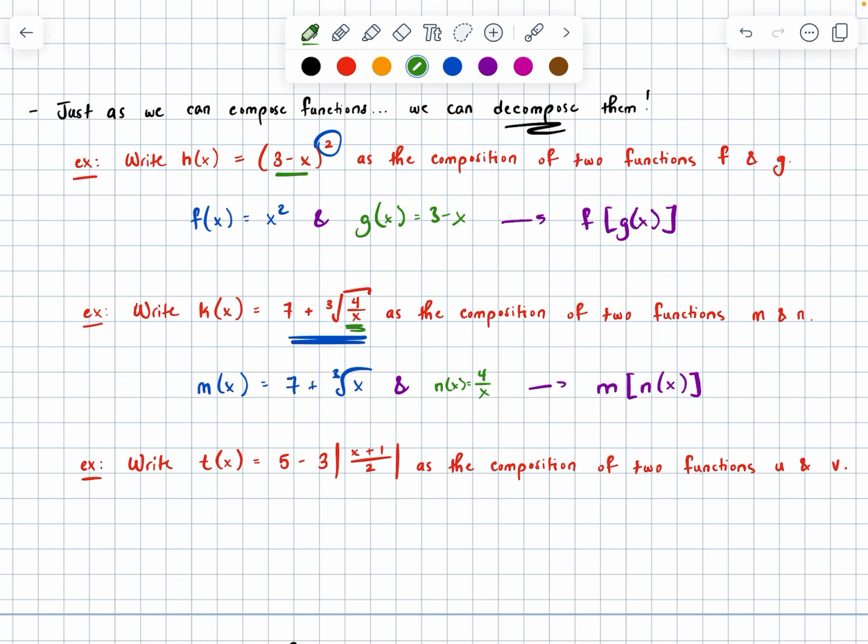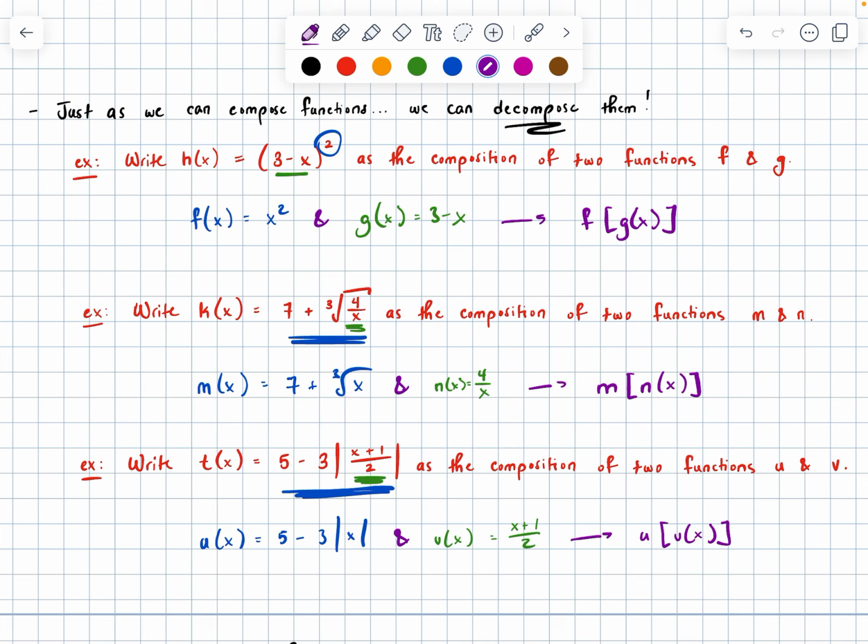Same thing down below. Inside of my absolute value, I have that x plus 1 over 2. And then the whole thing here I can think of as my outer function. So I'll say that my outer function, u of x, would have been 5 minus 3 times the absolute value of some input, we'll call it x. And then the input that I used, we'll call it v of x, would have been that x plus 1 over 2. Same idea, rewriting this using our composite notation, u of v of x, we can see this is literally our rule u of x, where we replaced the x with x plus 1 over 2.